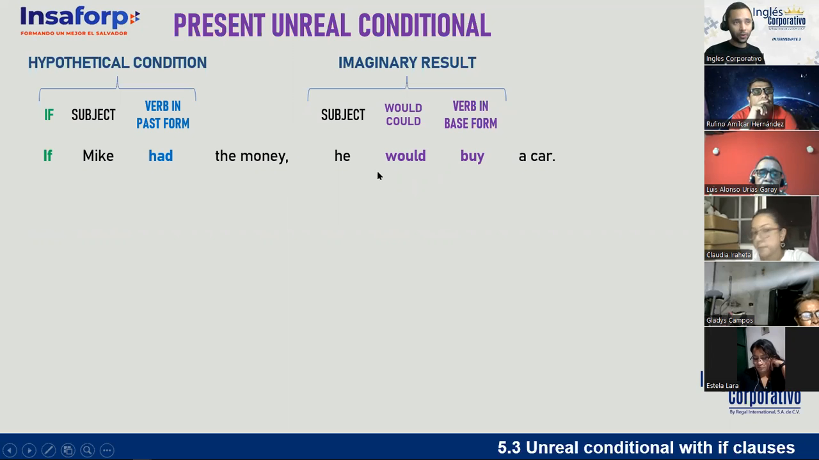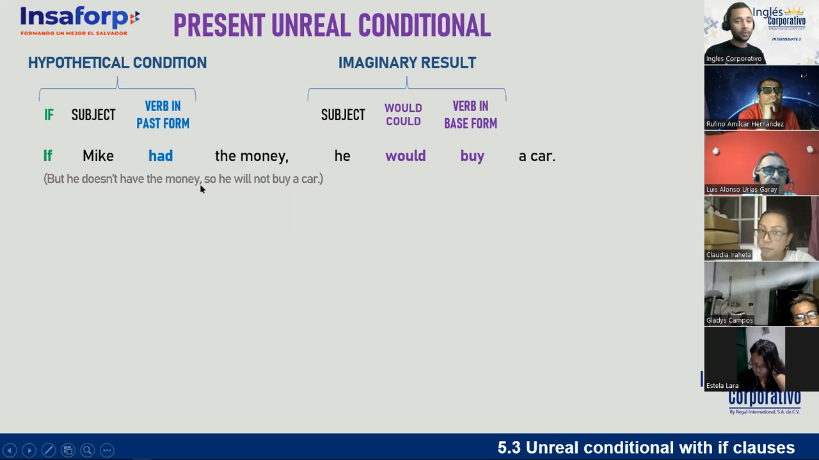That's an imaginary situation. This situation does not reflect reality. Okay? It's hypothetical in nature. So, he doesn't have the money, so he will not buy a car. That's the reality.